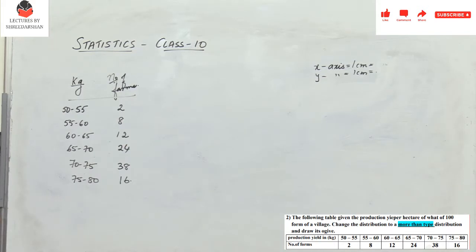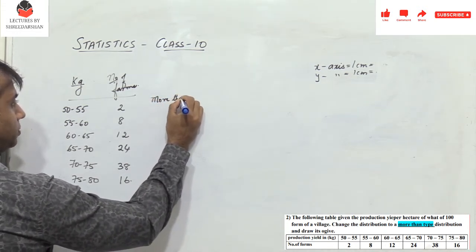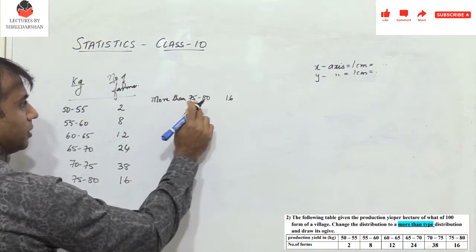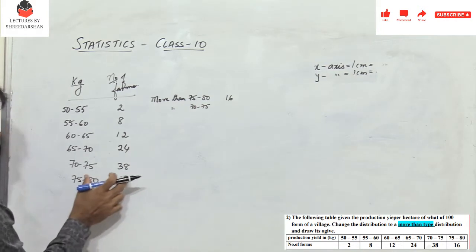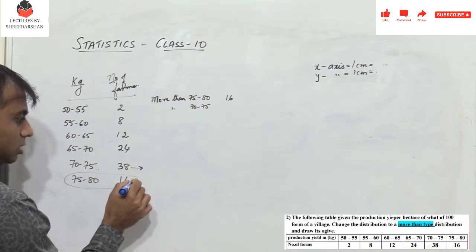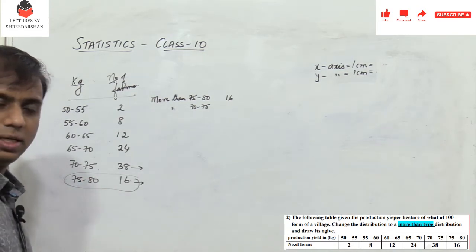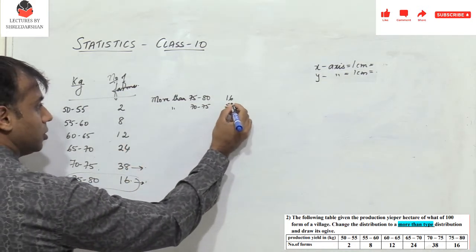So now I need to draw a more than type ogive. So to draw more than type ogive, I need to have the data here. Now for example, more than 75, right? More than 75 to 80, you have how many farms? 16 farms. Now more than 70 to 75. Now more than 75 is 16, but more than 70 will definitely be 38 plus 16, because if a farm is producing 75 kgs, definitely it is more than 70, isn't it? So I need to add these two. So therefore I have 38 plus 16, so I get 54.